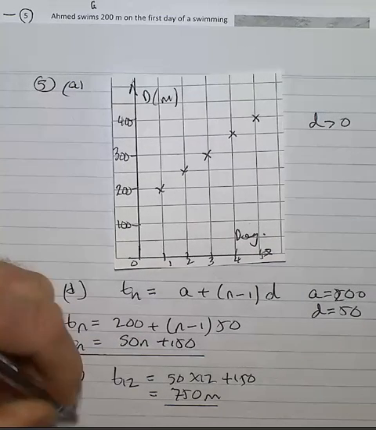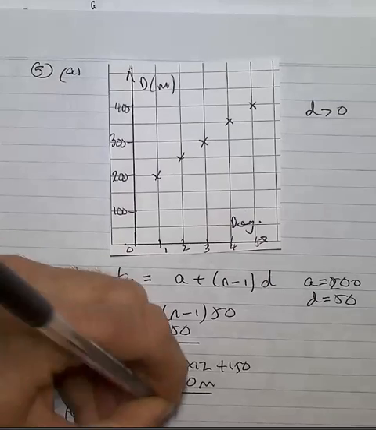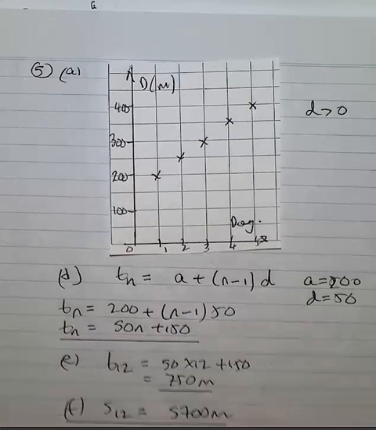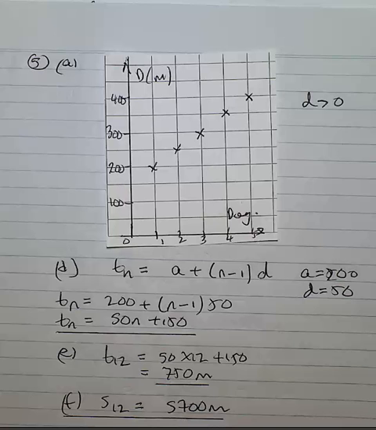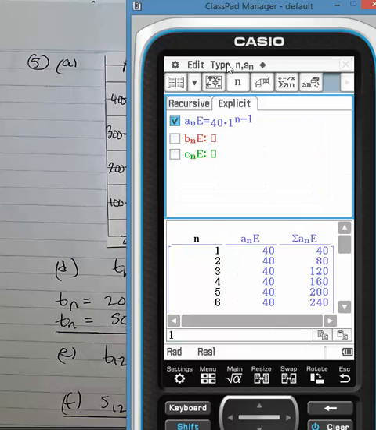Now, part F, you're finding the sum over the course of the 12 days. And when you do that, we'll find it's 5,700. But I'd like to take you through how we can do that on the sequence generator. I'm just going to swap that around.